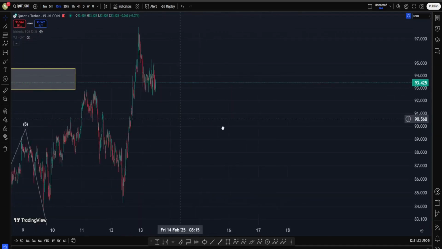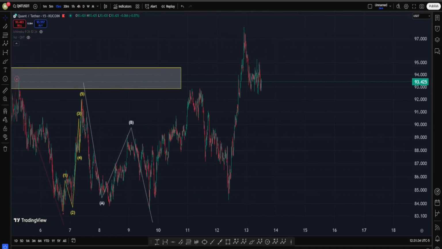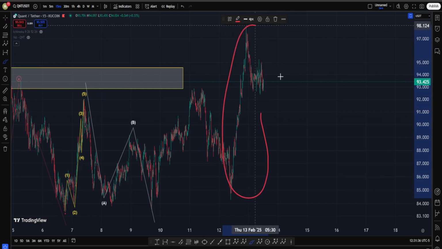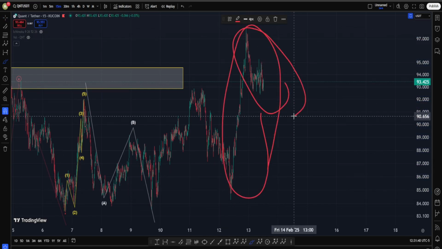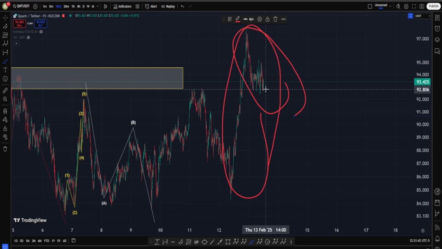Okay, so in today's video about QNT, I want to talk about the current move up right in here and also this short-term pullback and tell you why this isn't enough and we are probably going to go quite a bit higher than this.